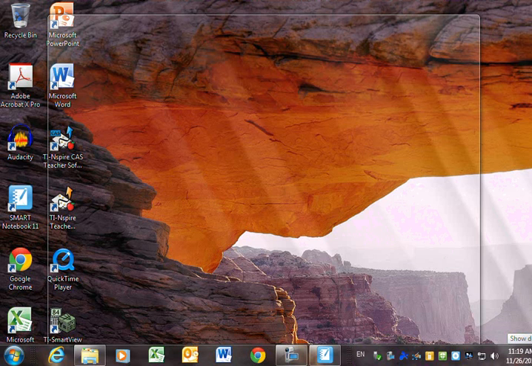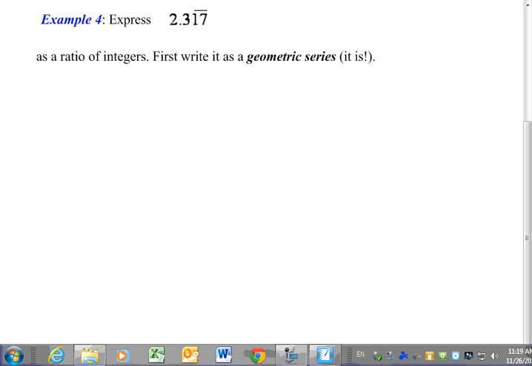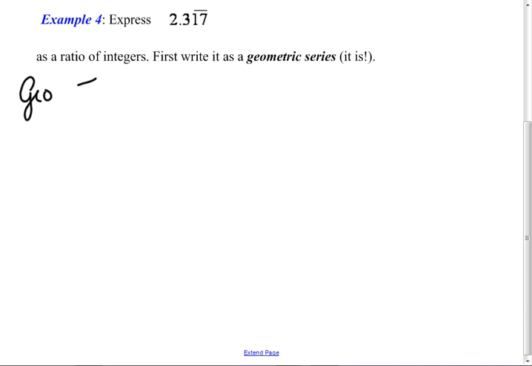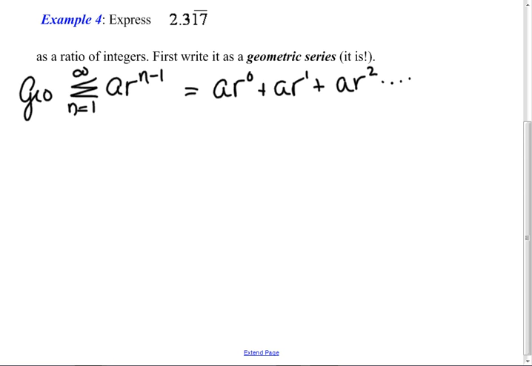Do you remember what a geometric series is? It's the summation n equals 1 to infinity of AR to the n minus 1. So why do they start with n, why do you use n minus 1? If n is equal to 1, this is AR to the 0 plus AR to the first plus AR to the second. And it doesn't matter when you get to infinity, 1 less than infinity is still infinity.